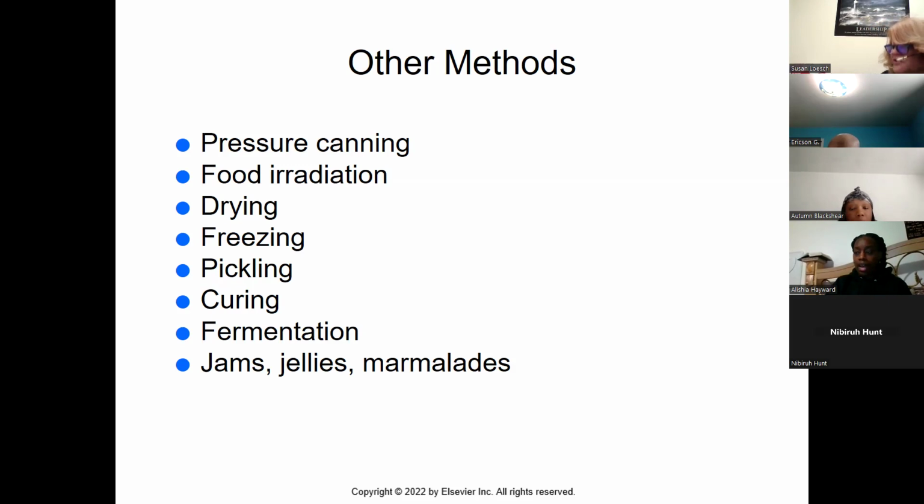Some other things that we'll do is drying the food. So back in the day, they would hang the meat in like a salt locker, and they would dry it. Freezing. That would inactivate the microbe. But certain microbes, what can happen when we do it? Can it come back?